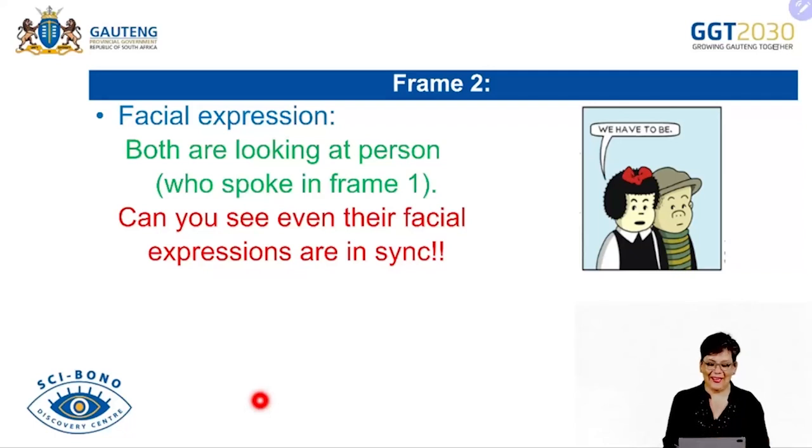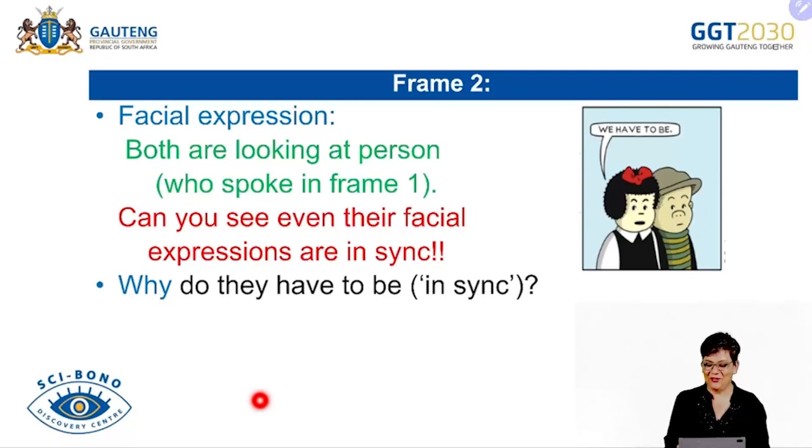Right. Now, let's go to frame 2. Now, look at this case. Very interesting. Now, we focus on their facial expressions. The camera has zoomed in to their facial expressions, and you can see they're both looking at that person. We can't see that person anymore, but they're looking at the person, and it looks like even their facial expressions are in sync. They are both looking at the person at the same time. Can you see that? Clever, eh?